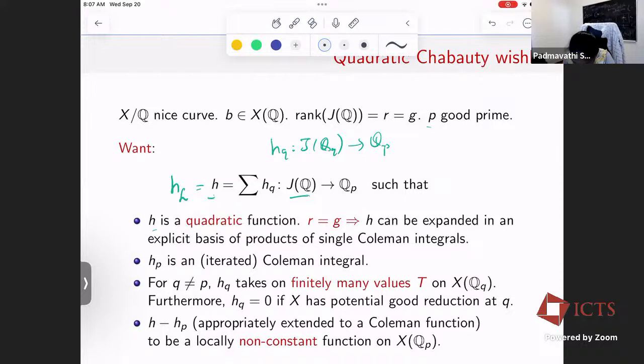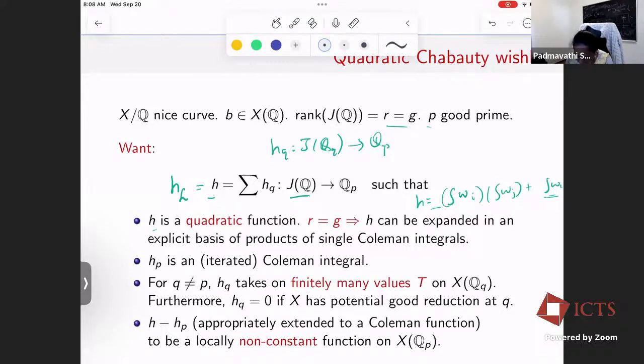And the assumption that the rank equals the genus tells us that we have a particularly nice basis for the space of quadratic functions given by products of single integrals. So this global function, you can explicitly write, if you're trying to implement and express what this global function looks like, there's a nice basis in terms of products of single Coleman integrals, and the basis of linear functions comes from integrating holomorphic differentials on the curve.